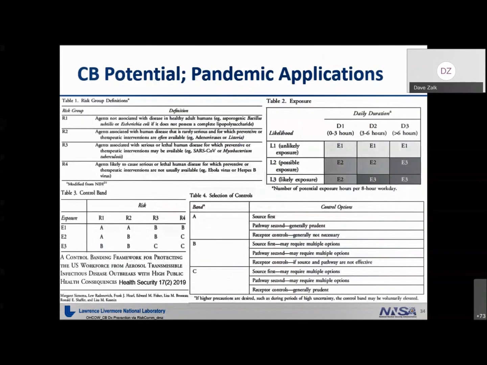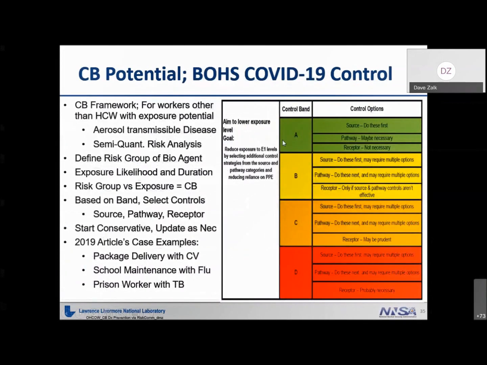I also want to point out, just in research in general, this is a control banding framework that was presented by some of my colleagues, but this is Sietsma et al. And with everything said and done, this was put out in 2019, right before everything COVID-19 hit. And this is a way of looking generically at communicable disease prevention in the workplace. You look at the risk group definition, you define your exposure, you identify your control band, and you select your control banding outcomes. If you look on the right-hand side, Lisa Brousseau brought this out through the BOHS and applied it directly to COVID-19. So that's on the right.